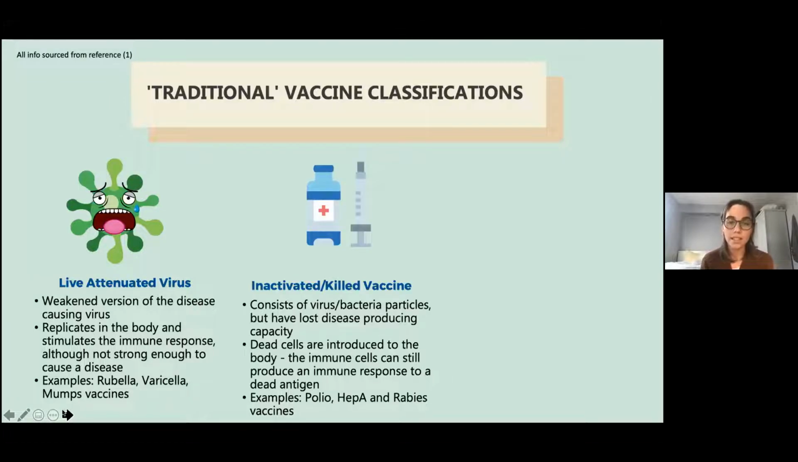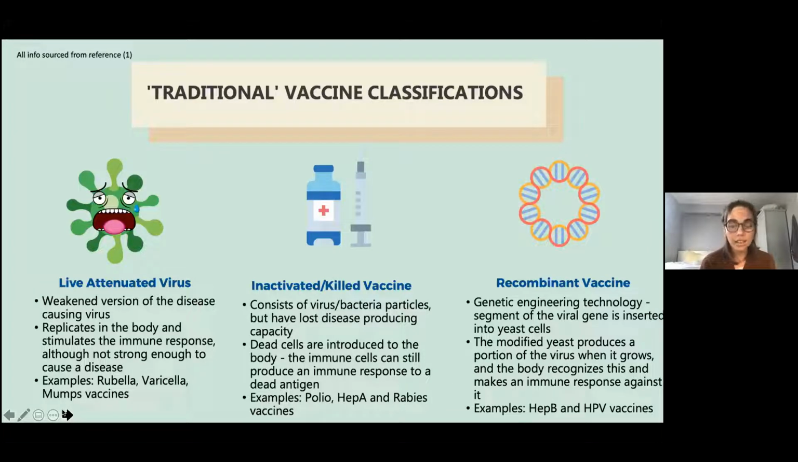Next, scientists have come up with the inactivated/killed vaccine. That consists of virus or bacteria particles that have lost disease-producing capacity. Essentially, they introduce these dead cells into the body, and the immune system can produce an immune response against those dead antigens. Examples of those kinds of vaccines are polio, Hep A, and rabies vaccines.